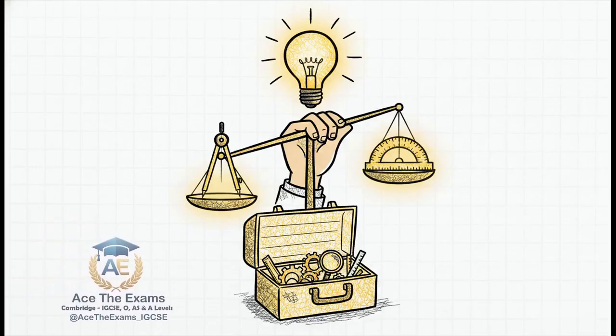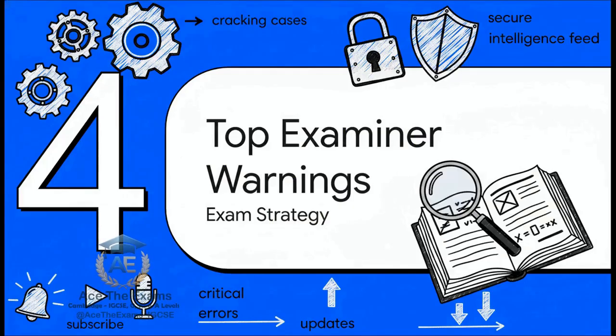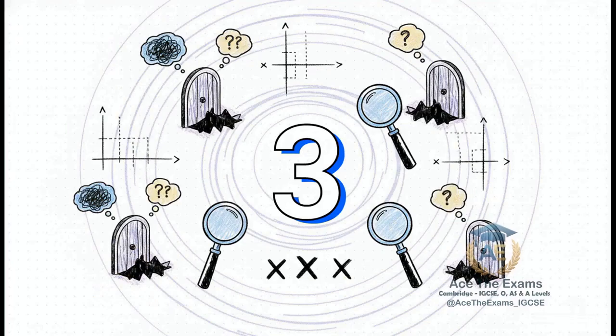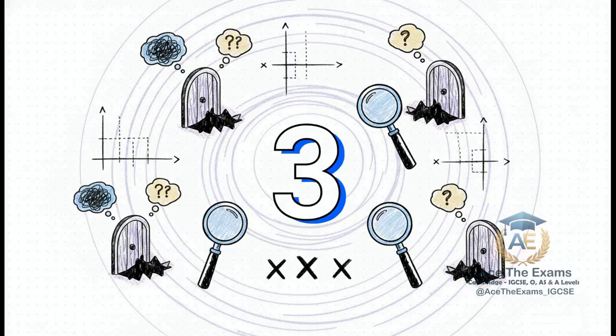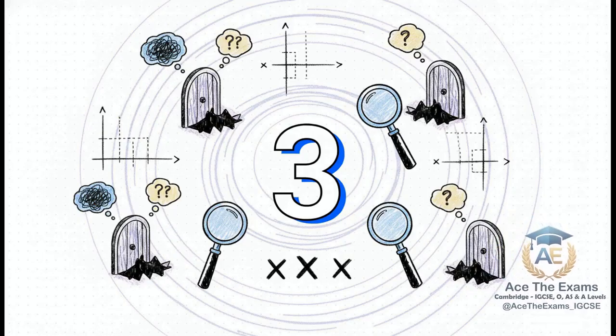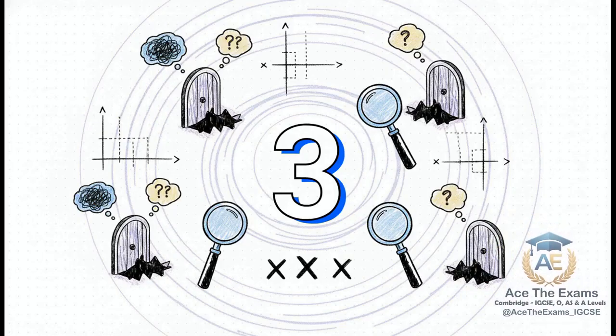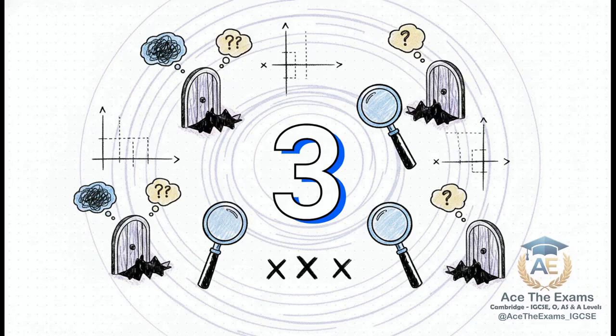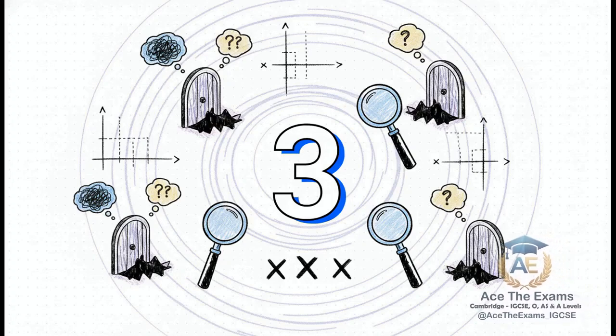Let's look at Section 4, Profiling Top Examiner Warnings. Official Cambridge intelligence reveals there are exactly 3 fatal mistakes that candidates make over and over again when dealing with the Cartesian form of complex numbers. These are the hidden traps that completely ruin otherwise perfect investigations. We've scoured the principal examiner reports, analyzing the forensic data of thousands of past candidates, and honestly, it all boils down to these 3 catastrophic errors.